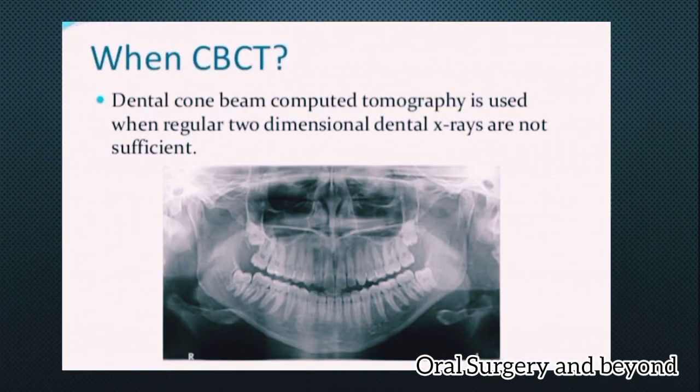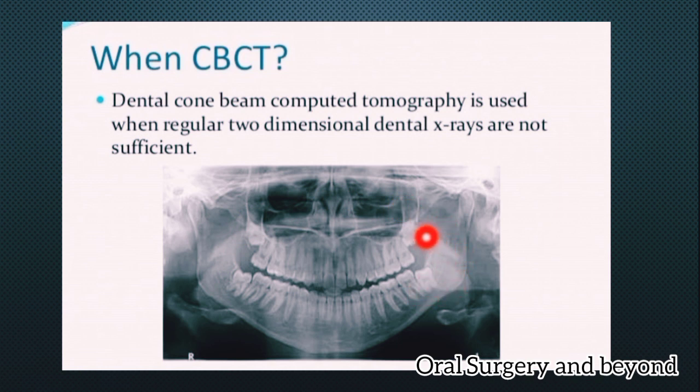Let us see when to do a CBCT. As we know, dental cone beam computerized tomography is used when a regular two-dimensional dental X-ray is not sufficient. Here this is the OPG. We already learned how to read OPG, right? Here we are able to see these impacted teeth. All four wisdom teeth are impacted.